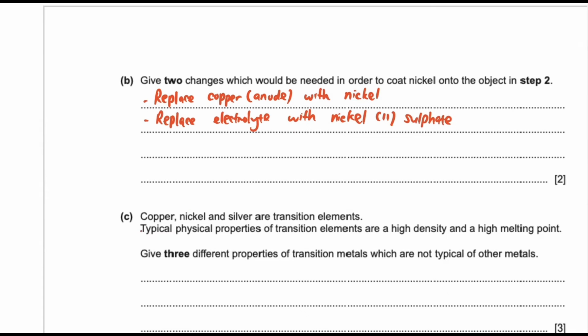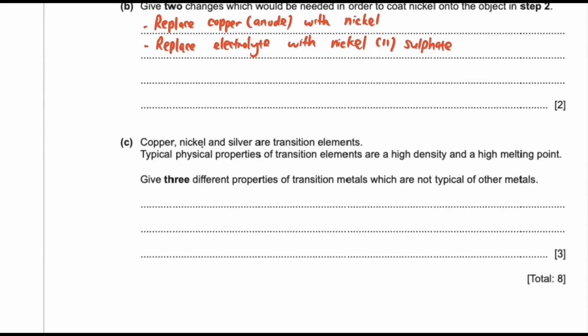Now we look at C. Copper, nickel, and silver are transition elements. Typical physical properties of transition elements are a high density and a high melting point. Give three different properties of transition metals which are not typical of other metals. Of course this is not under the chapter of electrochemistry, this is under transition elements, so I just give you the answer straight away.